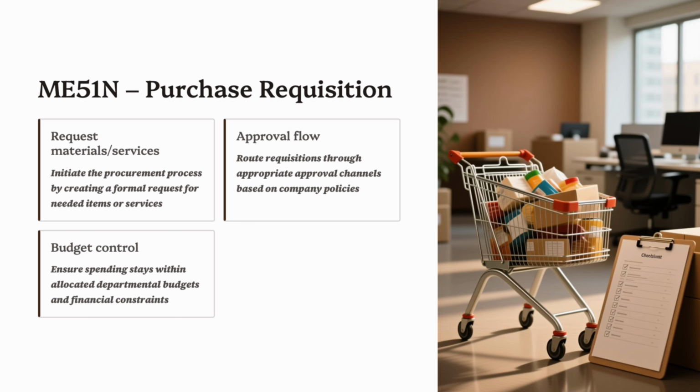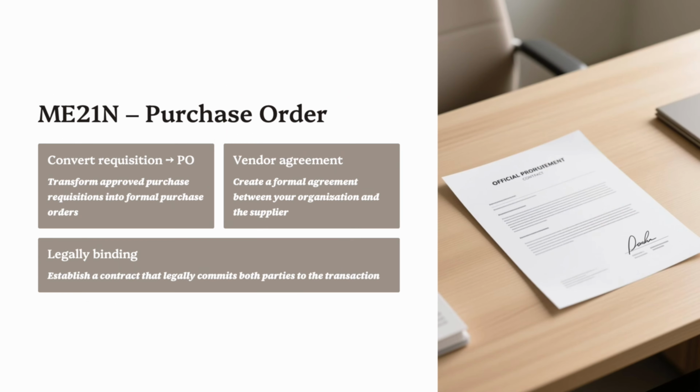So, ME51N isn't just a code to remember. It's the trigger point for the entire procurement cycle. Without it, there's no purchase order, no goods receipt, and no invoice. It all starts here.